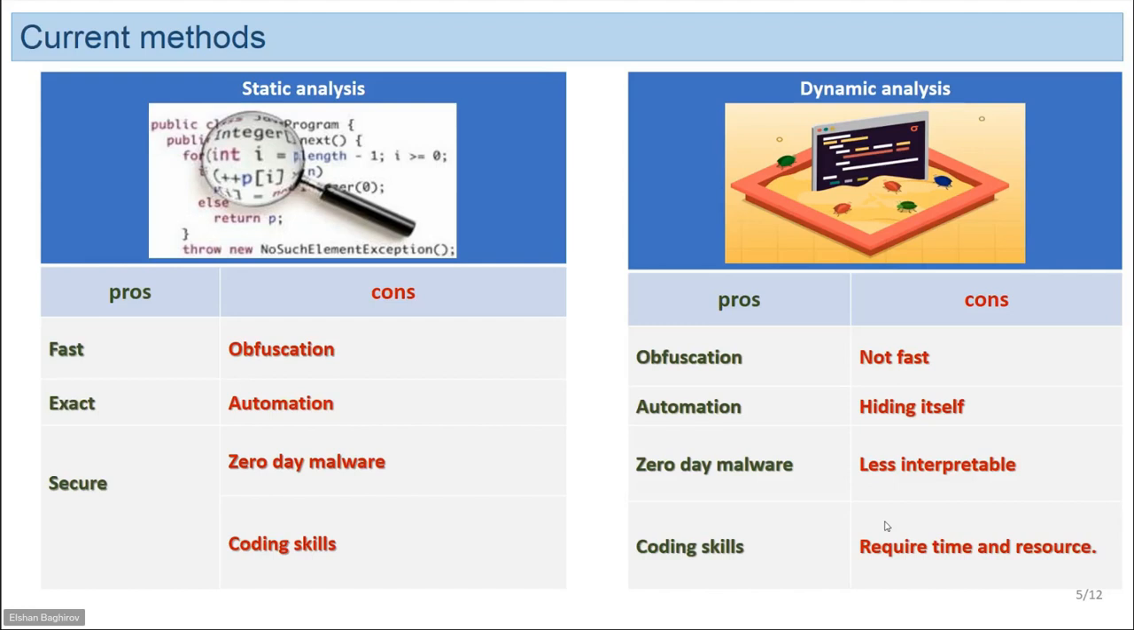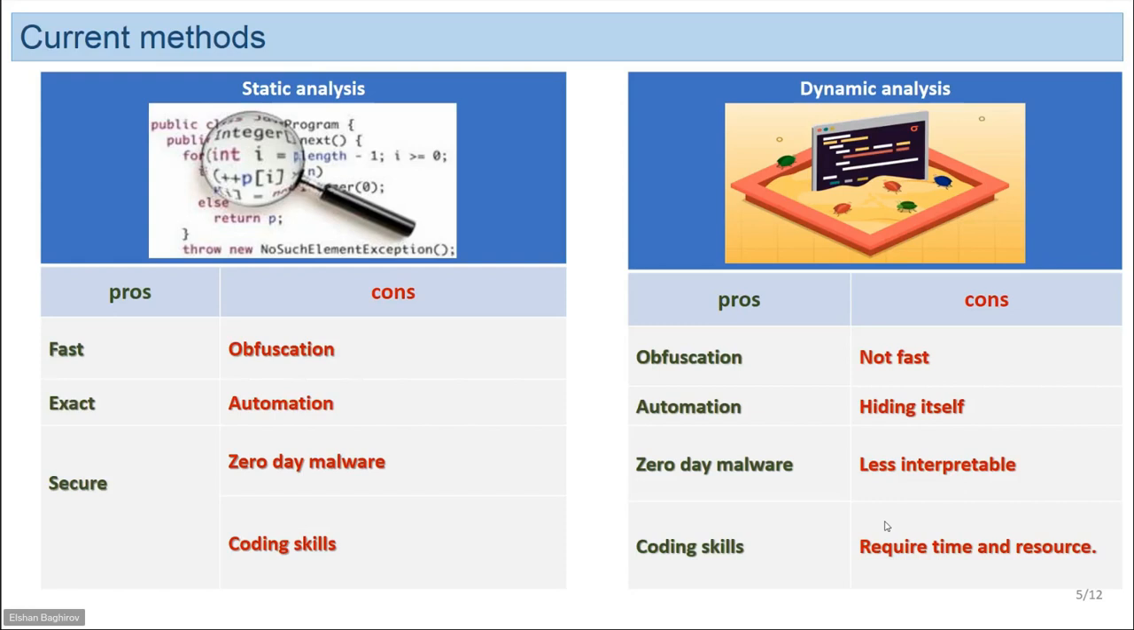So the static analysis is fast, exact, and secure. Exact means that this method ensures the precise identification of known malware, enhancing accuracy in threat detection. Secure means that static analysis provides a secure examination of files without executing them, reducing potential risks.